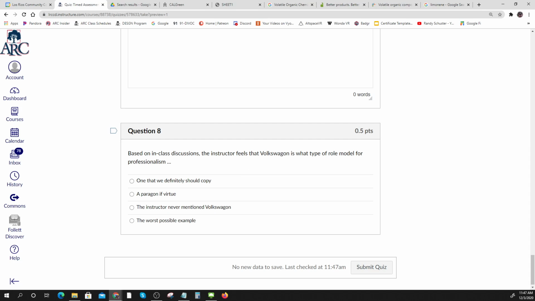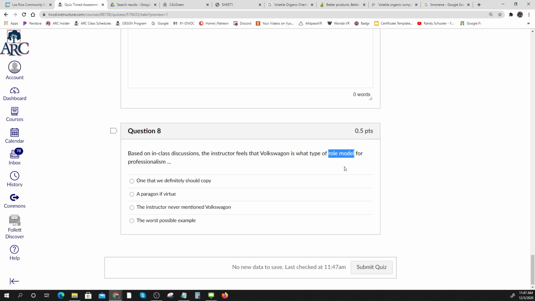Okay? Now, we've talked about this, but I'm going to say it just flat out. Okay? Volkswagen, are they a good role model of professionalism? Did they follow the standards and understand the standards and be transparent about how they met the standards? No. They cheated. The whole diesel thing, right?